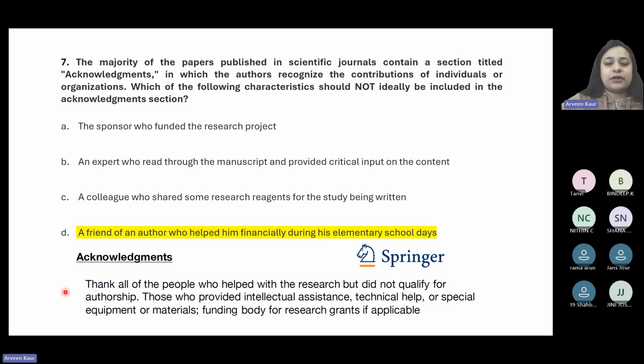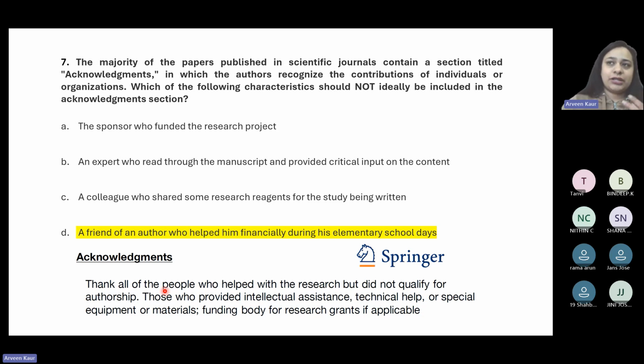So this is an example of acknowledgement from a Springer article. This is a guideline from Springer, right? So thank all of the people who helped with research but did not qualify for authorship, right? So for instance, that friend who was lending you materials, right? Or there might have been somebody who was very briefly a part of your lab, who has helped in some part of the project. Maybe they have validated some specific mouse line for you, right?